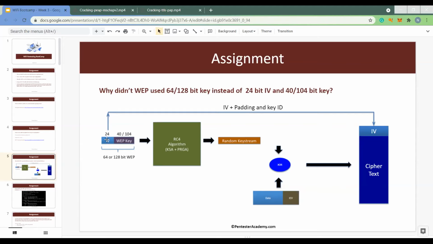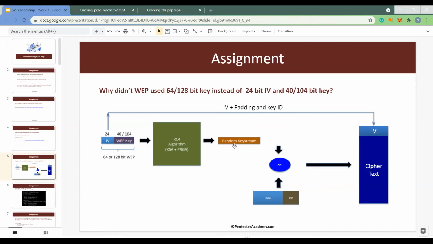Now, because you have a 24-bit component which is changing every packet, for every frame you are using a different IV. So for that reason, your seed is different every time, and you are getting a separate and different random key stream for each frame. However, if you directly go for a 64-bit key, and if you don't use IV, this seed here is going to be the same for all of the frames, right? You don't want that. Why?